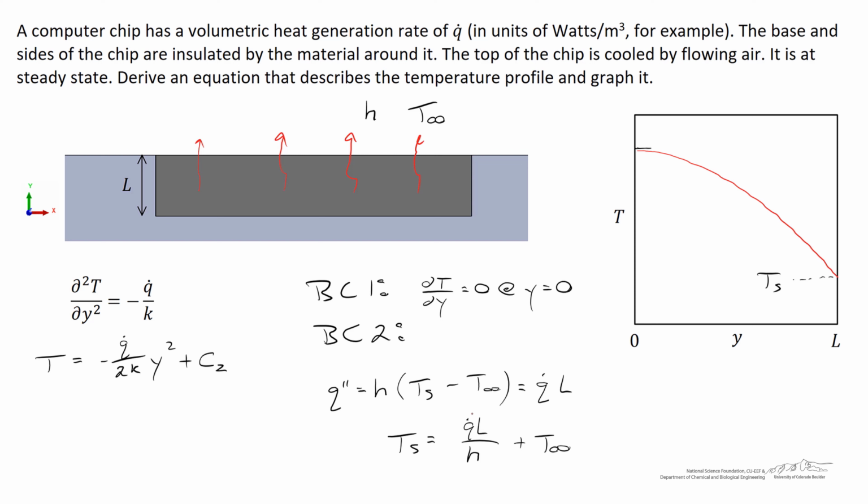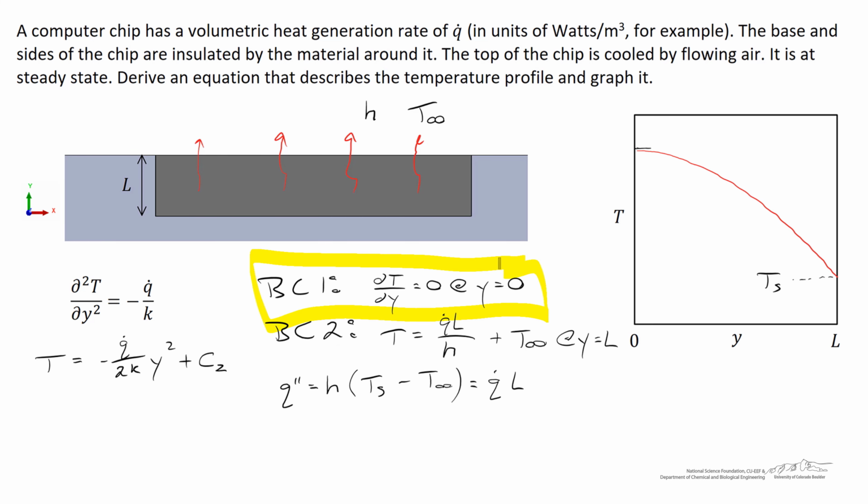So, because we know the volumetric heat generation rate, and we know the thickness of the chip, and we know the heat transfer coefficient and the ambient temperature, that means that we now know the surface temperature of the chip. So we do have enough information now to define the second boundary condition, which is that the temperature is equal to these terms at Y equals L. So the first boundary condition, again, is that the base of the chip is insulated, and the second boundary condition we can only come up with by way of the energy balance. So I've equated two different ways to define the flux at the top of the chip.